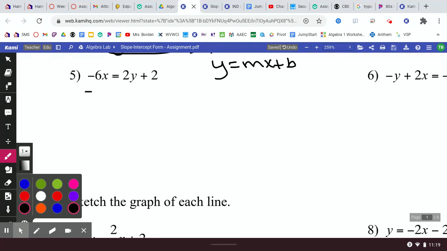Okay, so we're going to do a plus 6x and a plus 6x. That's good. And right now that leaves me 0 over here, and that's okay. 2y plus 6x plus 2. All right, now what?